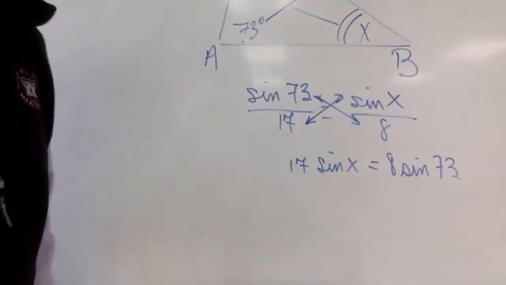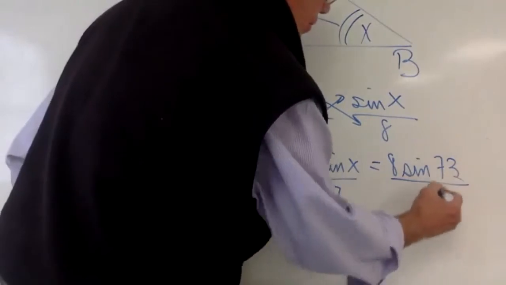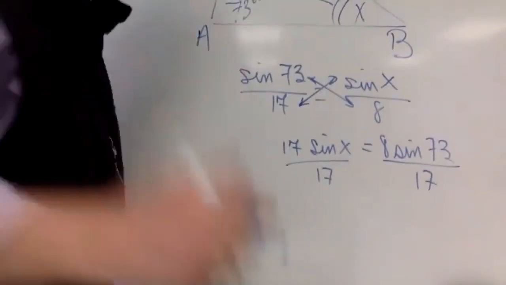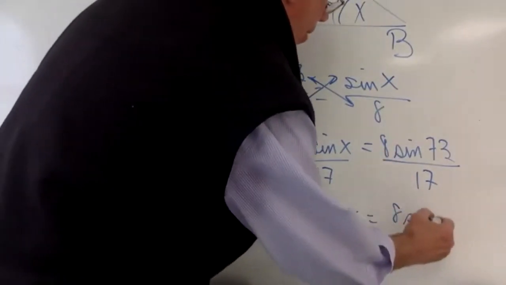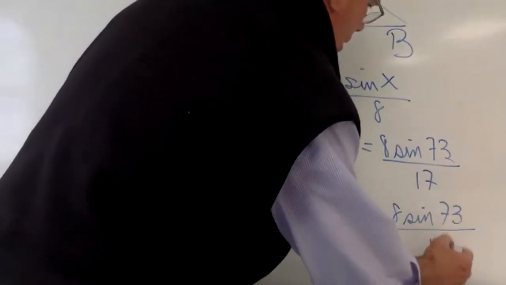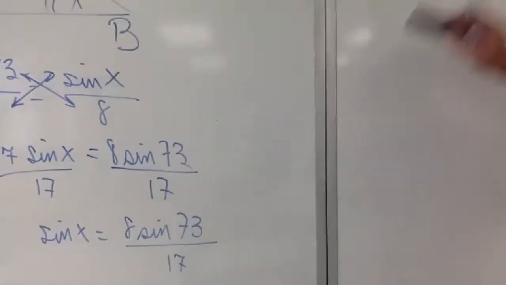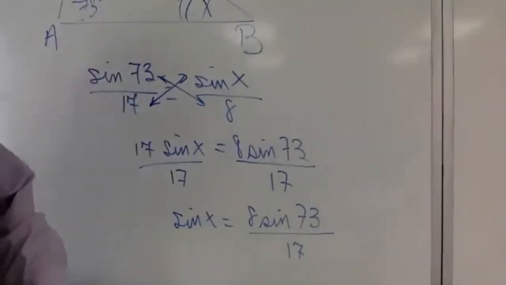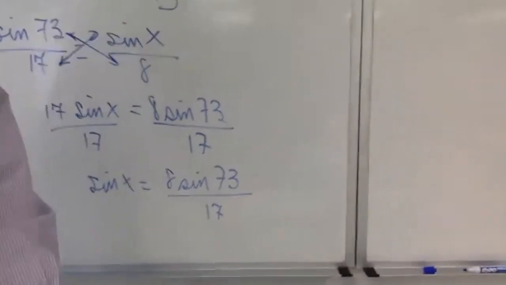So I have to isolate x. I get rid of that coefficient, and I end up with the sine of x equals that number. Does that make sense? Let me move it over here a little bit. Matt, are you following? So if I put these numbers into my calculator, what do you get? Tell me what you get.